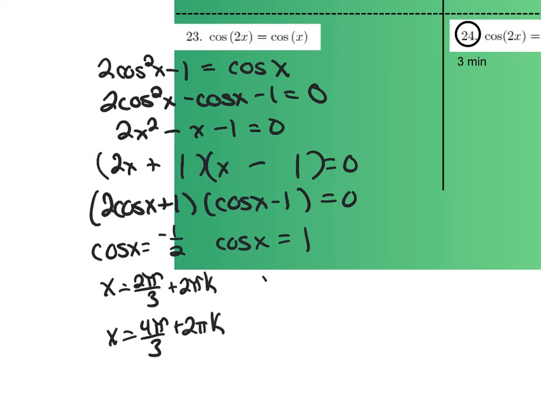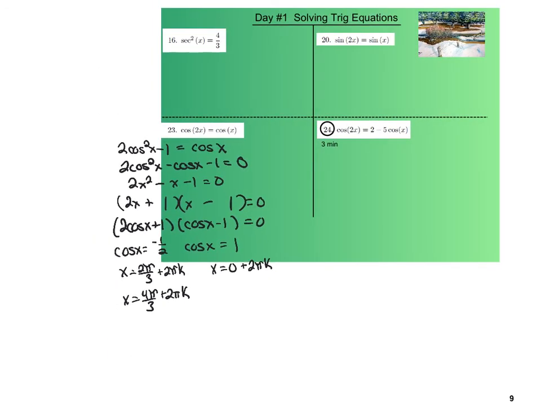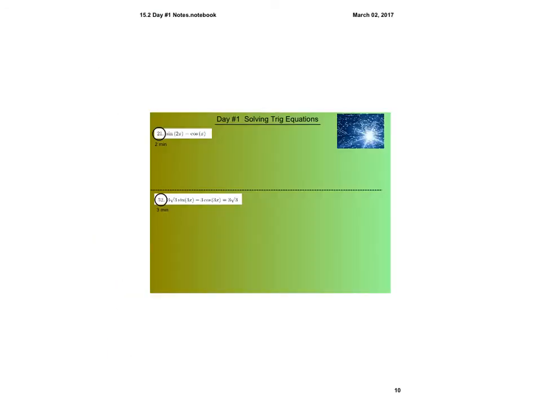Cosine of x is equal to 1 at 0 and 2 pi, but when I say plus 2 pi k, that should take care of it. So that's 23. I want you to use that to do 24. And I think 52 is fairly challenging, but I want you to give it a shot, see if you can figure it out. Do all of the circled problems.